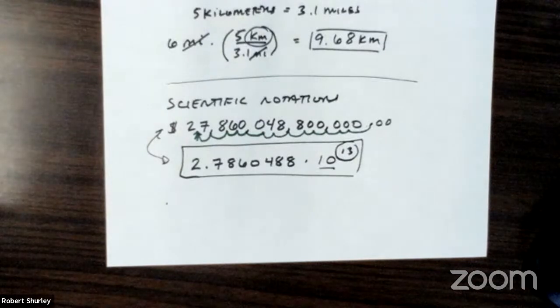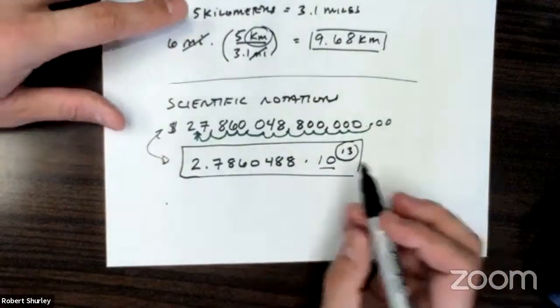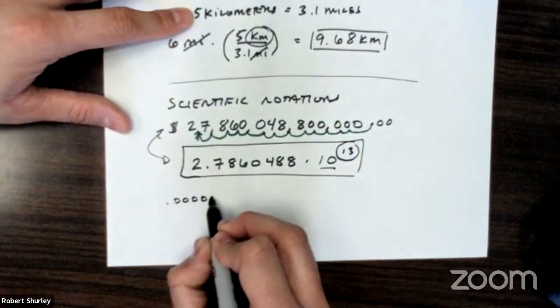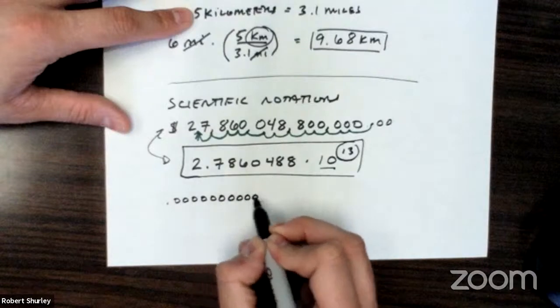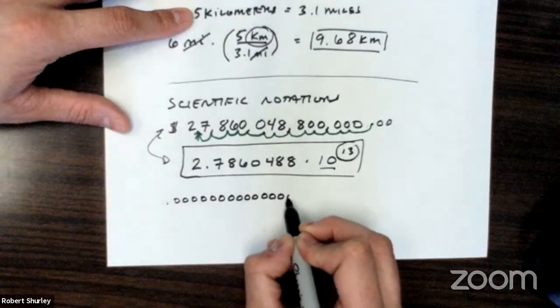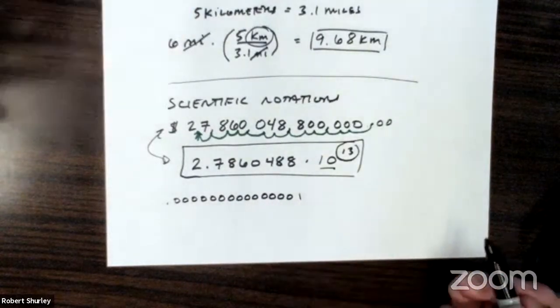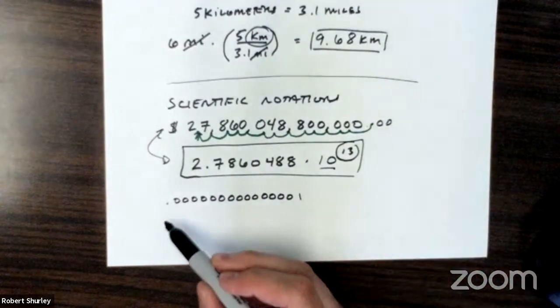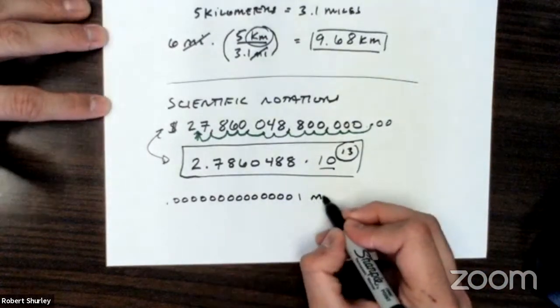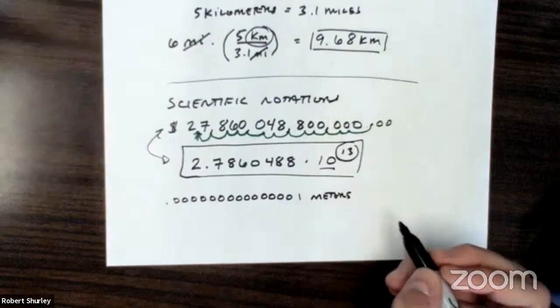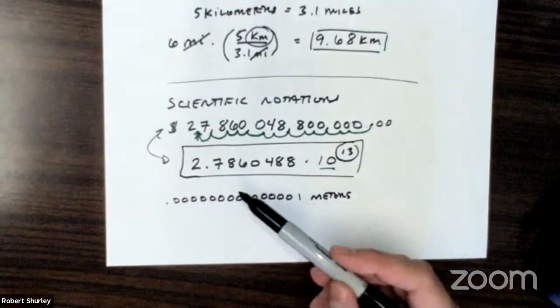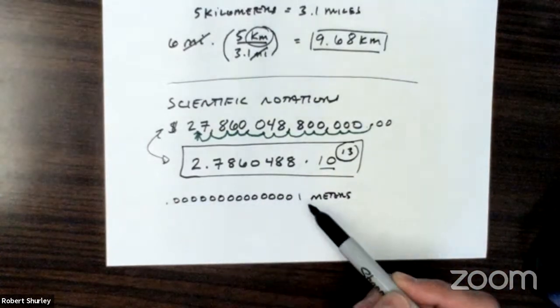Hold on here. 1, 2, 3, 4, 5, 6, 7, 8, 9, 10, 11, 12, 13, 14, 15. Holy cow. Okay, and is that meters? So this is the size of a hydrogen nucleus. Bunch of zeros, 1 meters.